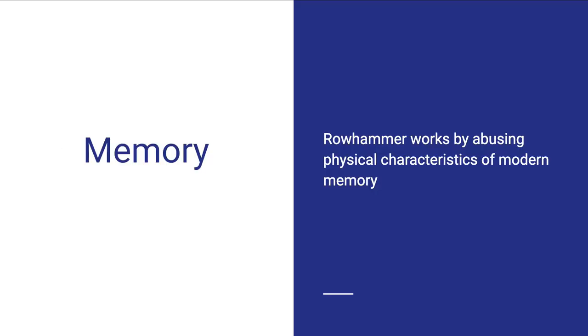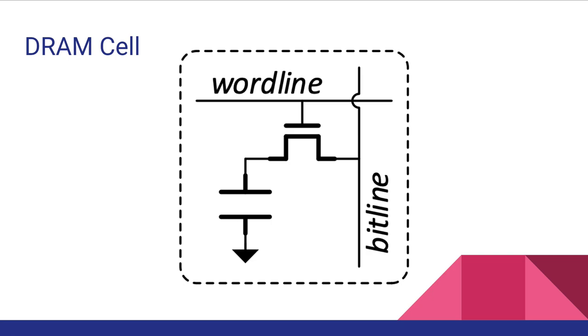So Rowhammer works by abusing some physical characteristics of modern memory, and it depends on these characteristics interacting in certain ways and causing certain failures. The most basic component of memory, specifically the one that's susceptible to Rowhammer, is the DRAM cell. It's basically a transistor, a capacitor, and some wires that specify the word line and the bit line. These are two wires that make up the address of a cell.